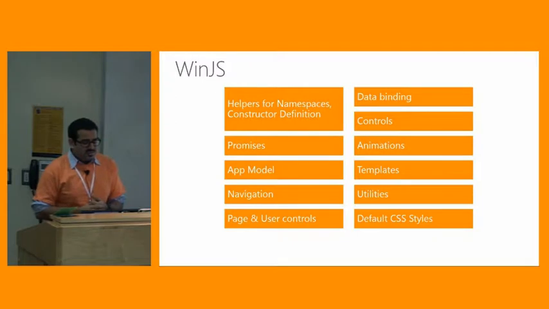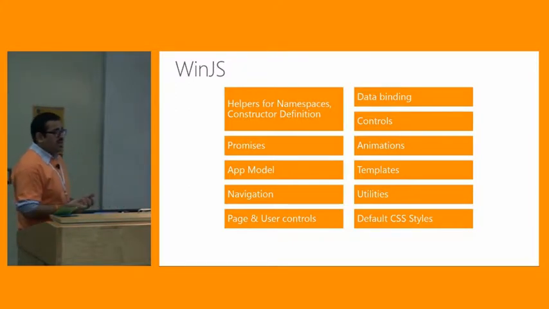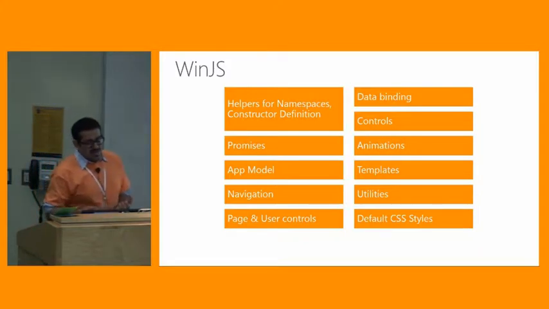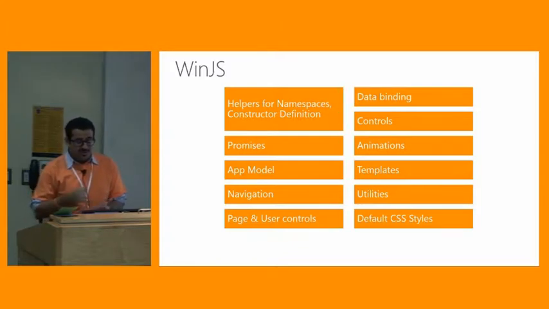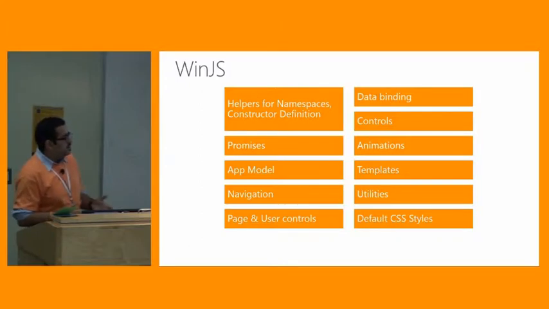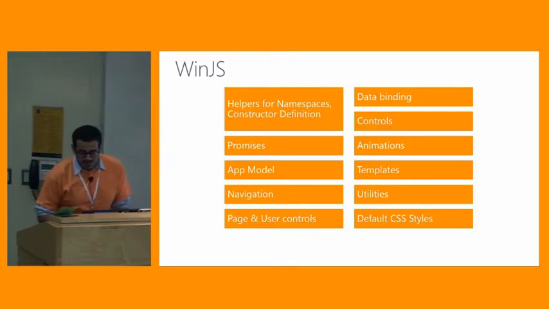App model for stuff like listening for the different app workflow events like activated, suspending. So you can save your state at that time, and then when the user comes back or the app is restored from a suspended state, you can restore the user session. Page and user controls, navigation obviously you get as well. Data binding I mentioned, controls, animations, Visual Studio templates, and as well list item templates, grid item templates, all that kind of stuff, and some default CSS styles to make your apps look like they belong in the Metro Windows 8 world.